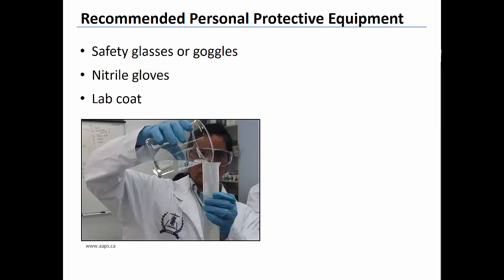Using an HPLC is not without hazards to the safety of operators and other occupants of the associated laboratory space. Recommended personal protective equipment for HPLC users includes protective eyewear, nitrile gloves, and a lab coat. Wearing personal protective equipment is particularly important when you are handling solvents and changing columns.